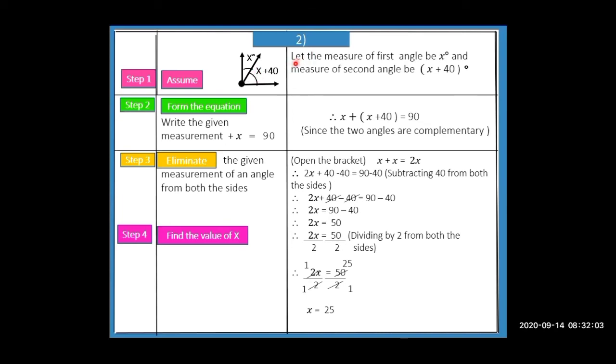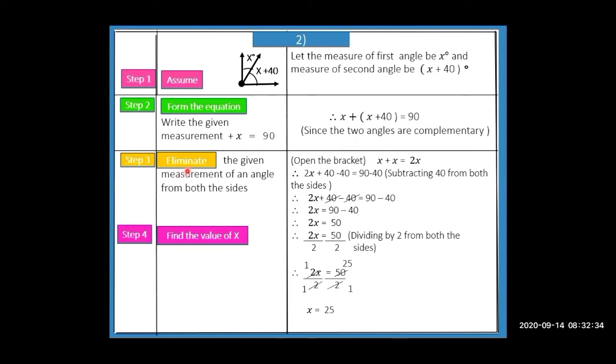First we assume, let the measure of the first angle be x degree, okay, and the measure of second angle be x plus 40 degree. Step 2, form the equation. Write the given measurement plus x equals 90. Therefore, x plus 40 equals 90. Since the two angles are complementary angle, therefore 90.